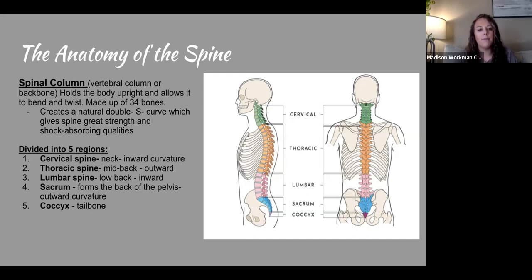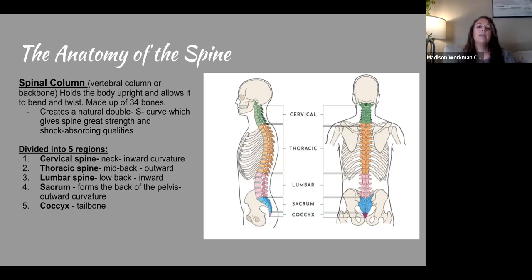So your spinal column is made up of vertebrae, 34 to be exact. It holds the body upright and allows us to bend and to twist in all directions. So our spine is created, like I said, of vertebrae and is in a natural S curve. That S curve is very important because it not only makes our spine incredibly strong and able to support us, but it also gives us a good shock absorbing quality.